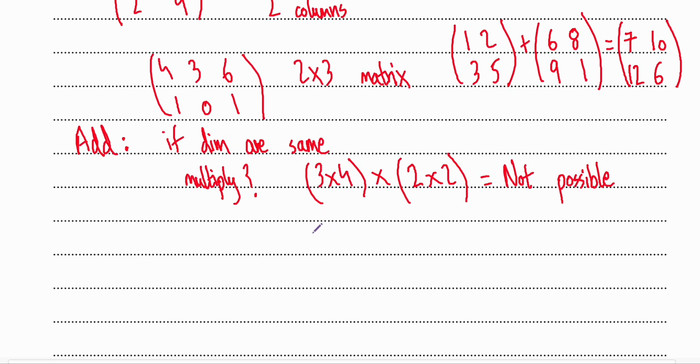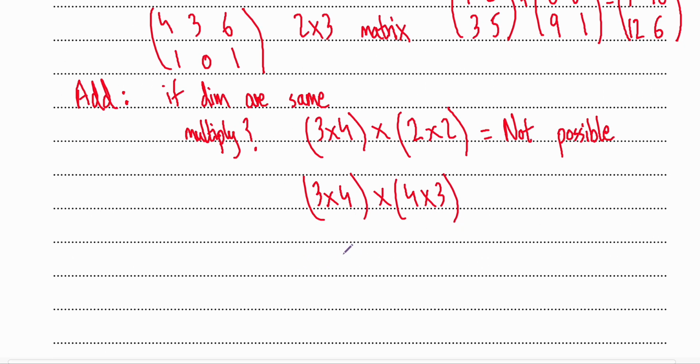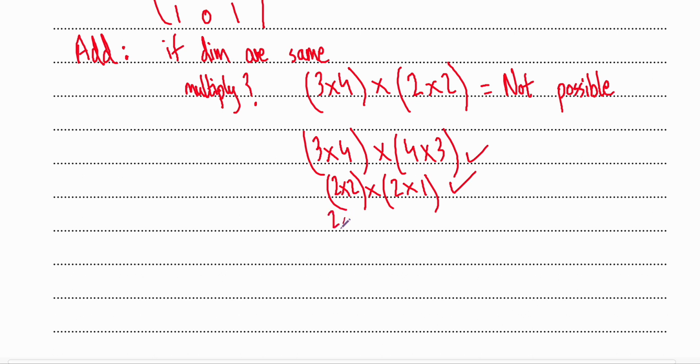But what will work is, let's say, a 3 by 4 and a 4 by 3 matrix. This will work, and I'll explain what the rule is. A 2 by 2 and a 2 by 1 will also work. So this is correct, this is correct. But if I tell you 2 by 2 and then a 1 by 2 matrix, this is again not possible. So how do I know what's possible and what's not possible? This is the way to do it.